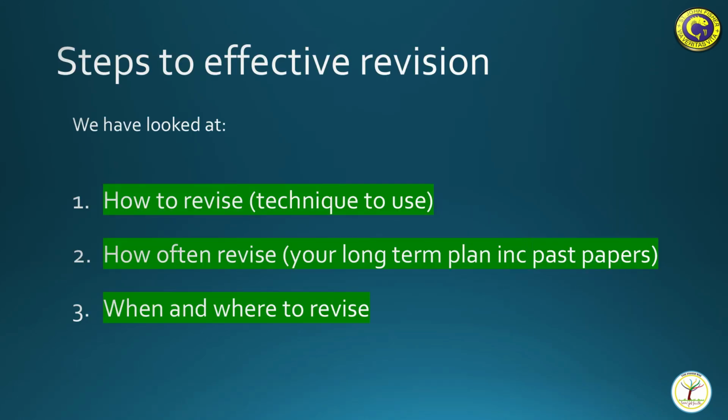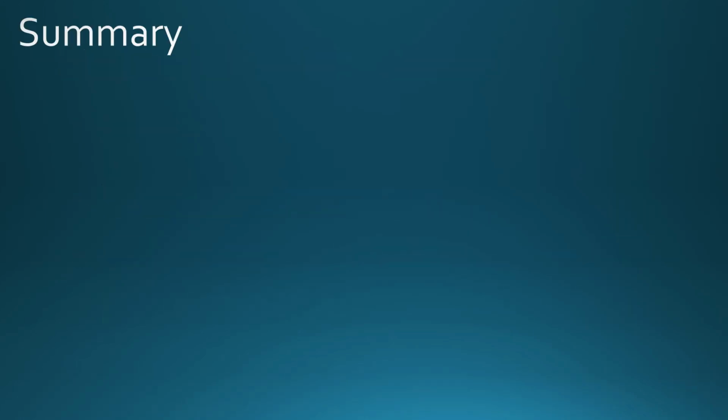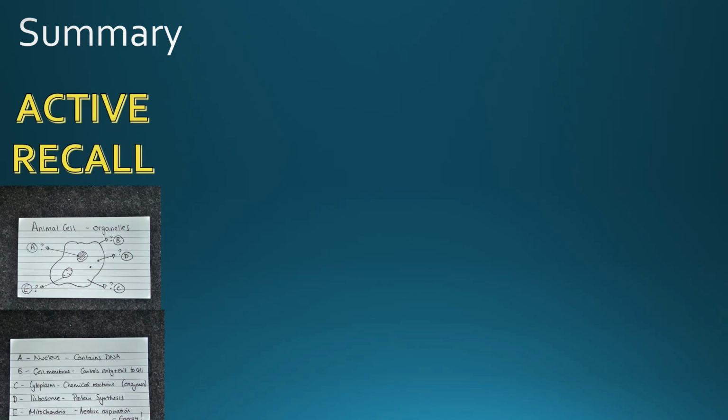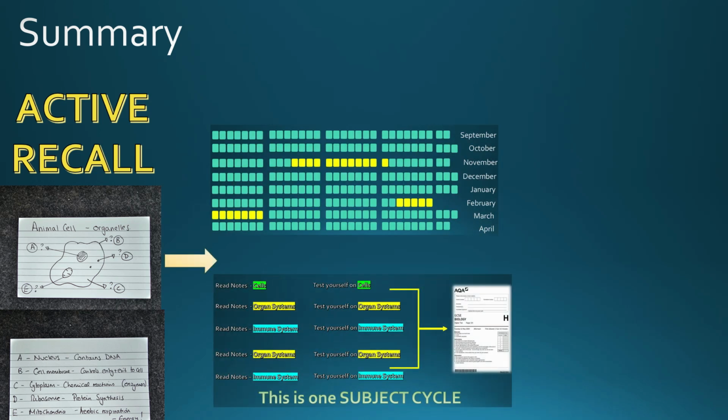So that's the end of the 3 videos. Hopefully, therefore, you know how to revise, which was active recall, making sure that you go over information again and again, constantly testing yourself, that you plan your time effectively, know when your mock exam weeks are, know when your final exams are, and make sure that you have subject cycles where you go through small active recall revision and then use proper past paper questions to test yourself.